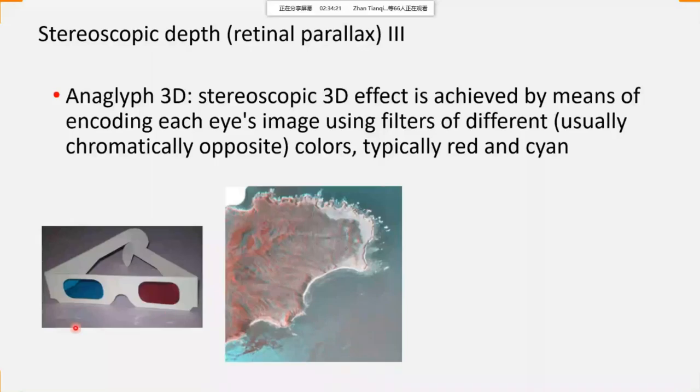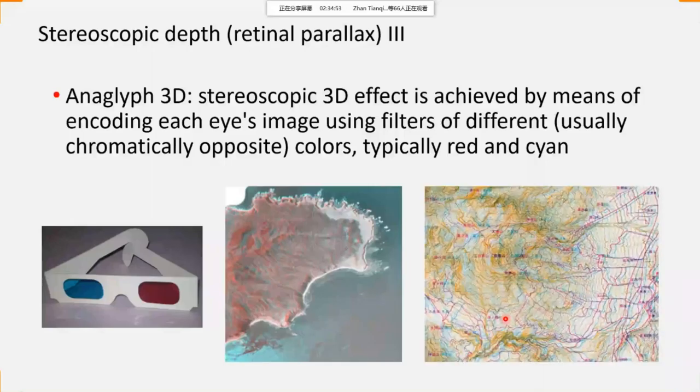So through the cyan part of the glasses, this blocks the red part, because they are chromatically opposite ones, and therefore you then see the other color. And for the other eye, the other way around. And the effect is then the same. You get two slightly different perspectives for your two eyes. And this gives you the impression of a three-dimensional object. And this can also be done with topographic maps, like in this example.